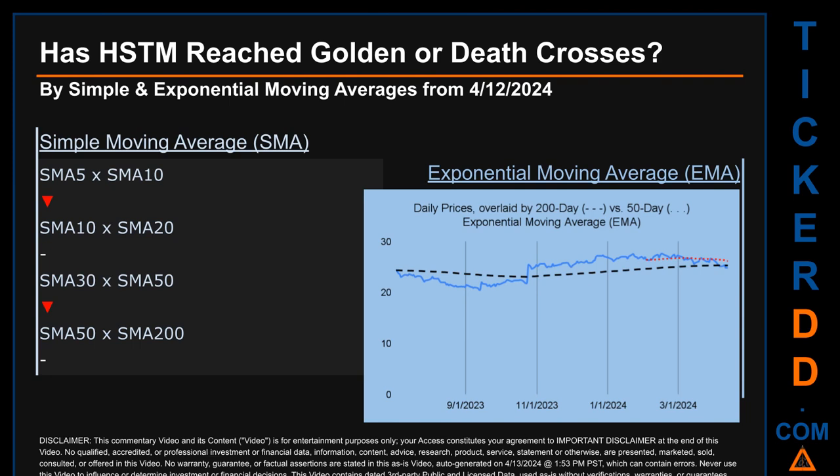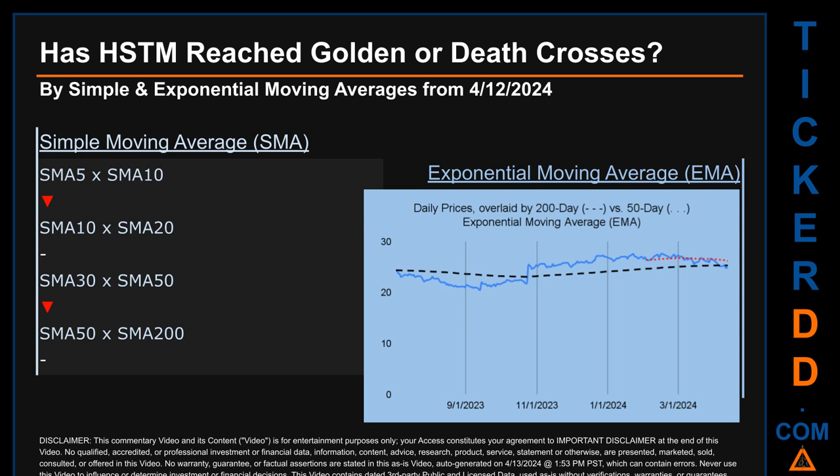Has HSTM price reached golden or death crosses? Golden cross and death cross are basic signals that compare average prices across two specified trade day ranges, a short-term versus a long-term range. For example, 5-day versus 10 trade days. Essentially, a golden cross is a bullish signal. It appears when a ticker's short-term moving average crosses above its long-term average. Vice versa, a death cross is a bearish signal when the short-term crosses below its long-term moving average.